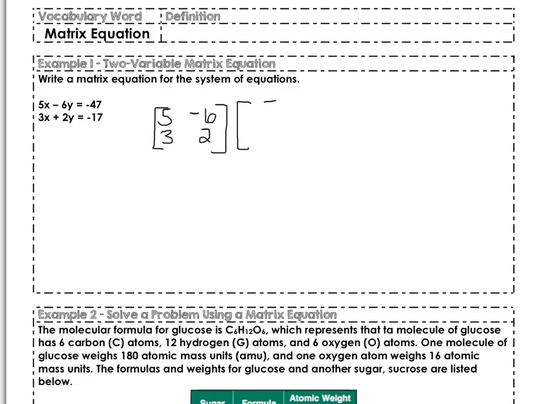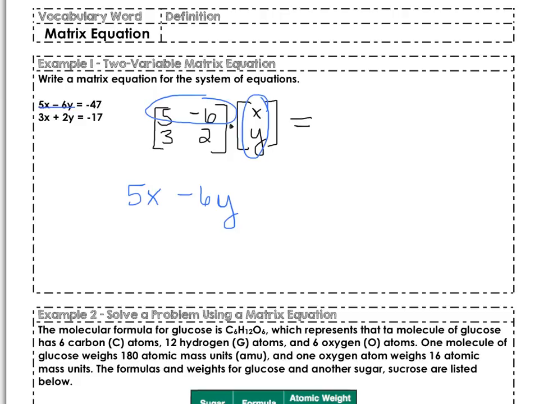We're now going to create a variable matrix, okay? Just to quickly show you why this works. When we multiply matrices, because that's actually what's happening between these two matrices, we're multiplying them. We do row times column, okay? So that would be 5 times the x plus the negative 6 times the y, and ta-da, didn't that create our first equation? Just wanted to quickly show you why that works.